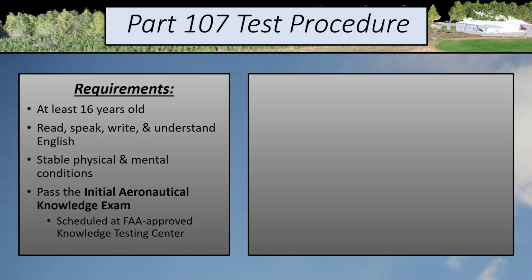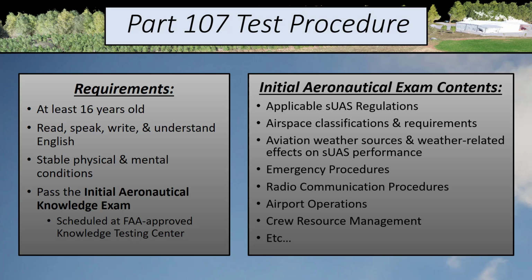This exam is created by the FAA and administered at an FAA-approved knowledge testing center. The exam itself is composed of 60 questions, which you will have 2 hours to finish, and you must obtain a score of at least 70% to pass. The contents of the exam include, but are not strictly limited to, your knowledge of all applicable UAS regulations, all airspace classifications and associated operational requirements, aviation weather sources and weather-related effects on UAS performance, emergency procedures, radio communications procedures, airport operations, crew resource management, and other related topics.